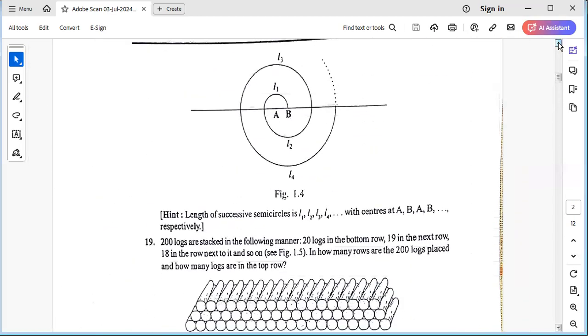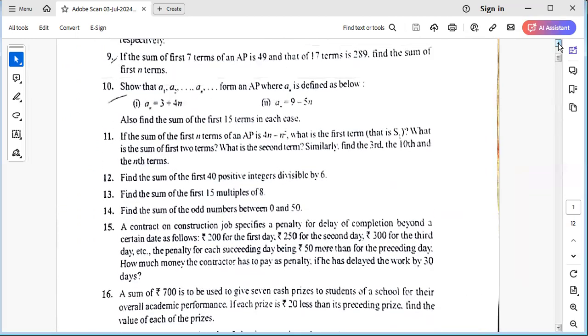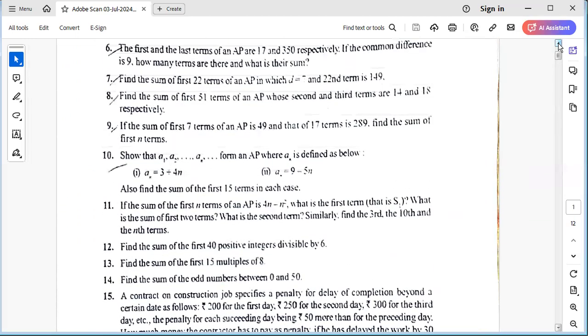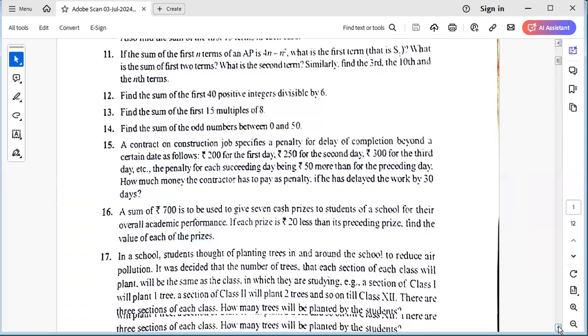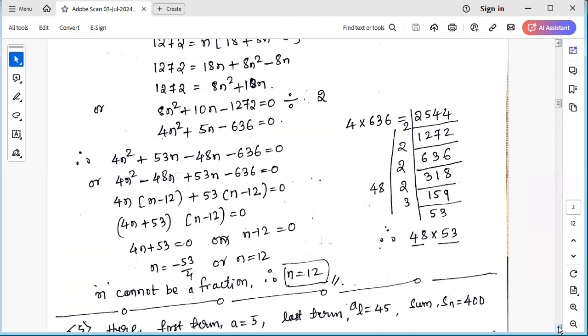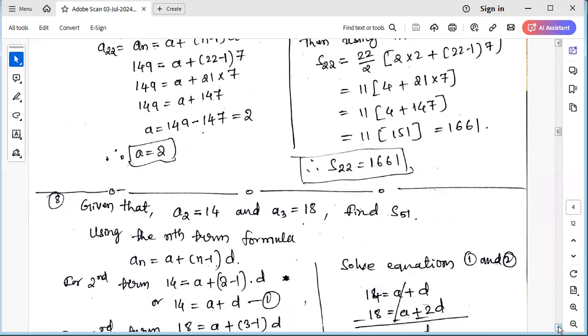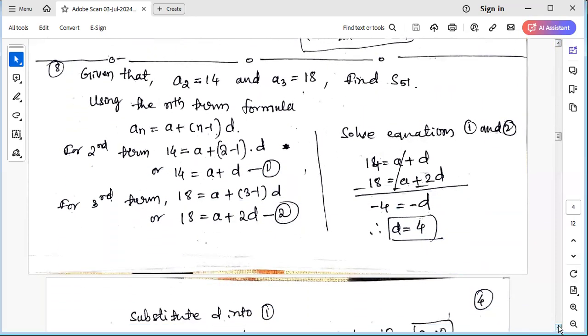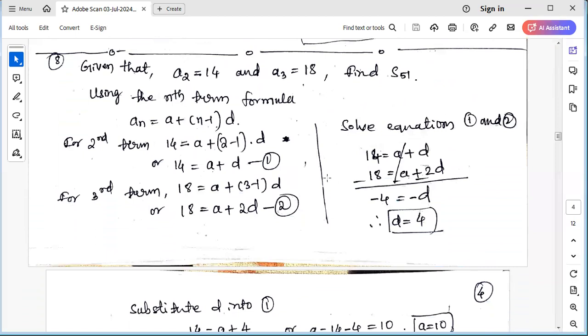Go to the problem 8. So the problem 8 is like this. Find the sum of first 51 terms of an AP whose second and third terms are 14 and 18 respectively. So that is the problem 8. Let me check the answer for the problem 8.